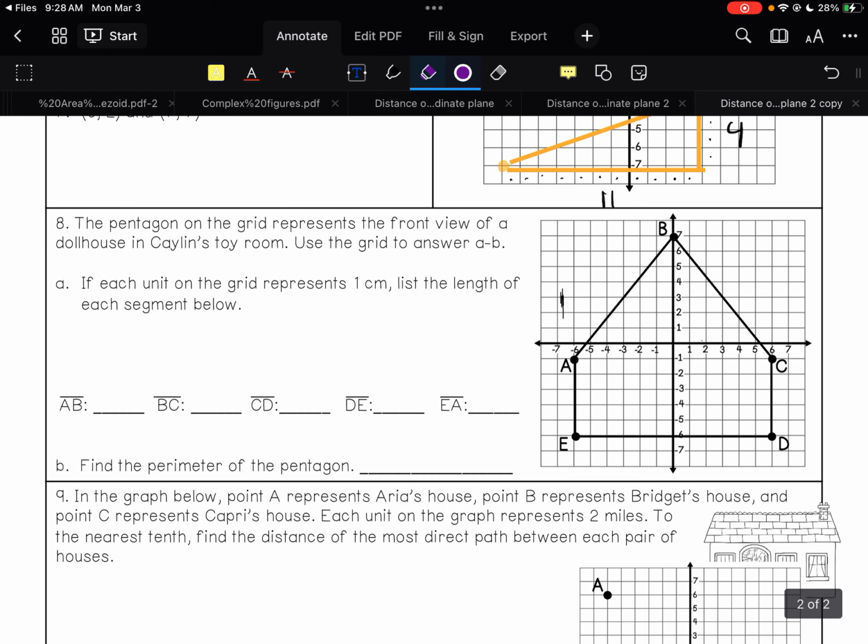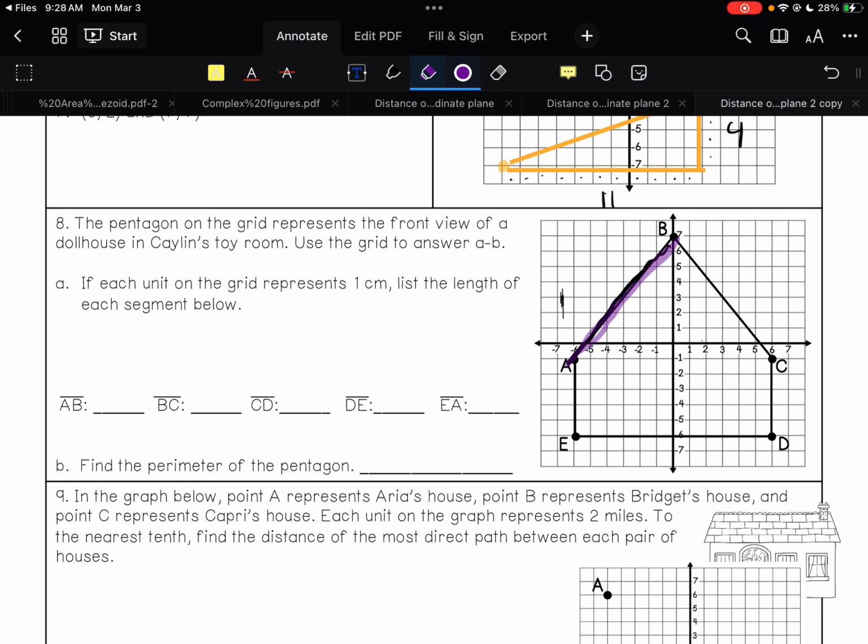Alrighty, our next one is we're trying to use the pentagon on the grid, which represents a front view of the dollhouse in Kaylin's room. Use the grid to answer A through B. If each segment on the unit represents 1 centimeter, what is the length of the segment below? So first off, you're going to have A and B here. AB is what you're trying to find.